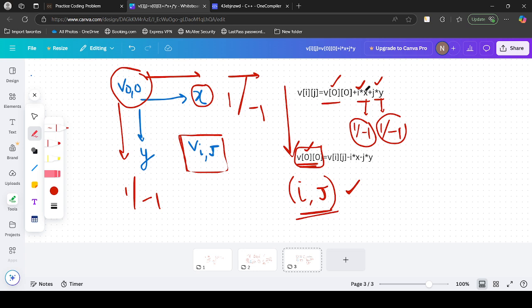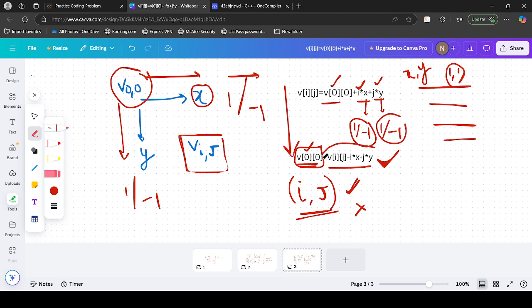And what is that value? From this we can see that v of 0, 0 is equal to v of i, j minus i times x minus j times y. So if we are at i, j and v of 0, 0 is this value, then we need not update the value of v of i, j, because based on this the condition is always satisfied. So for a fixed x and y, let's assume both are 1 and 1, we are at index i, j, and we are trying to find v of 0, 0 for which the present value need not be updated.